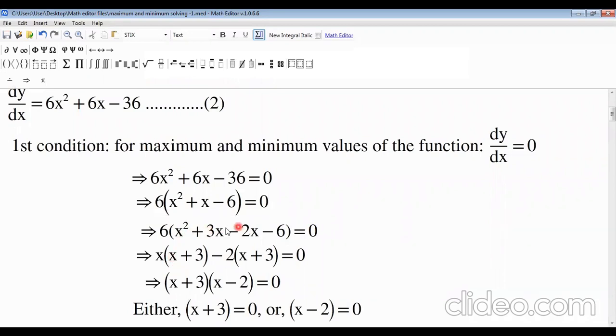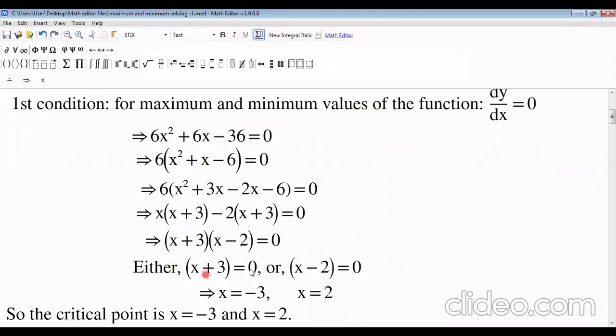Now using middle term factorization, the 6 can be written as 3 times 2. So plus 3x and minus 2x give the middle term x. Taking common factors, we get x plus 3 and x minus 2. Remember, this 6 is a positive number, so dividing on both sides, the 6 is gone. So either x plus 3 equals 0 or x minus 2 equals 0. So we get two points: x equals minus 3 and x equals 2.